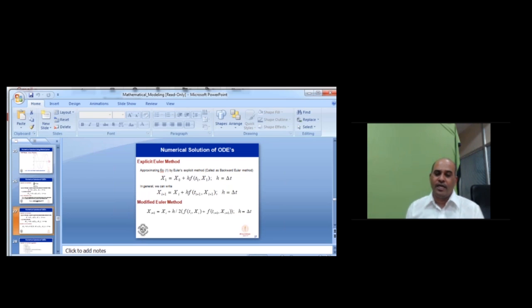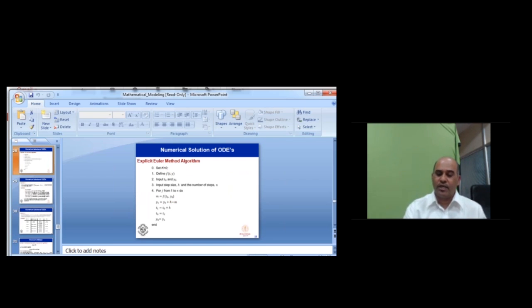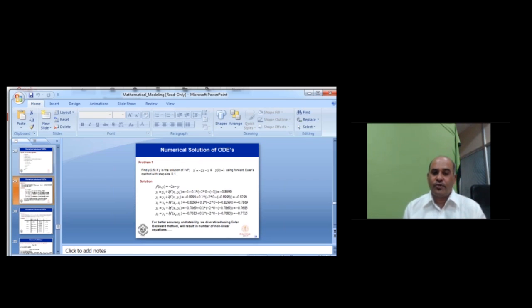Here is one problem. Find y of 0.5 if the solution of the initial value problem is y dash equal to minus 2x minus y, with y of 0 given as minus 1, applying the Euler forward technique. If you evaluate this model up to y of 0.5 in steps of 0.1, you will get these equations, and at each point you know the value of your unknown. That's why there is no need to solve a nonlinear equation in this case. But if you look at the final result, minus 0.7715 is not the exact solution.